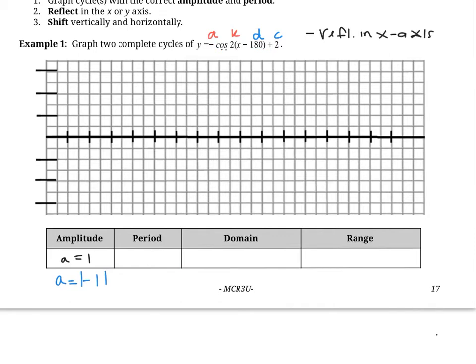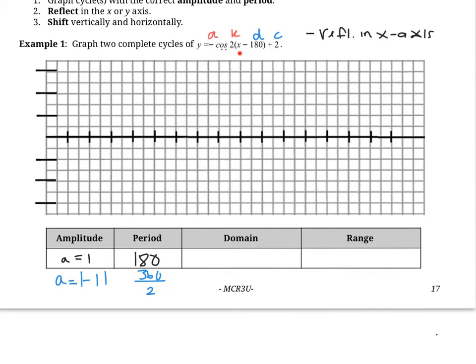Taking a look at our period, we know our period is affected by our k value. So our k value is 2, so our period is 360, but we're going to divide that by our k value, which is 2, and we're going to be left with a period of 180. So this is going to be horizontally compressed.